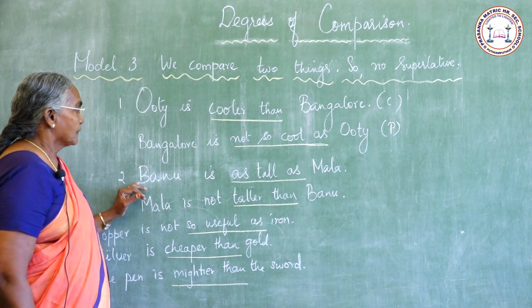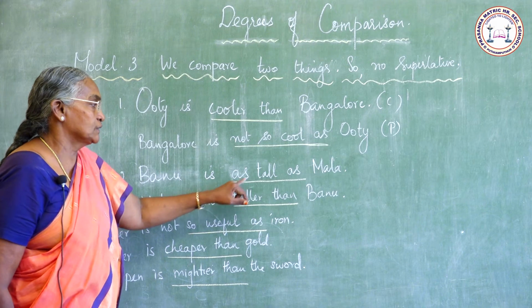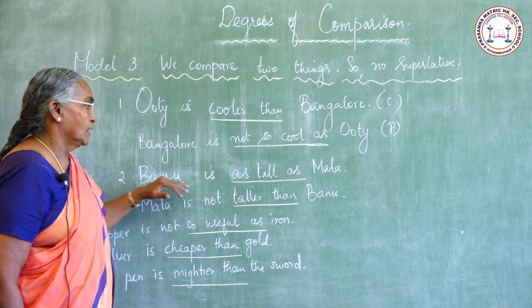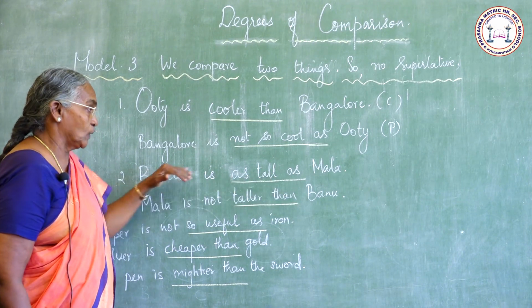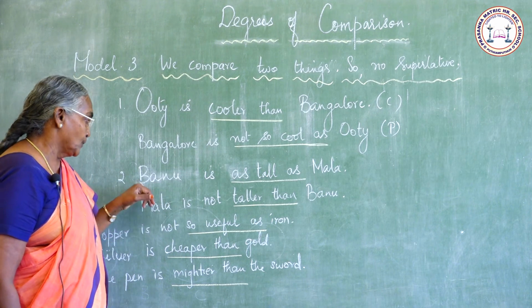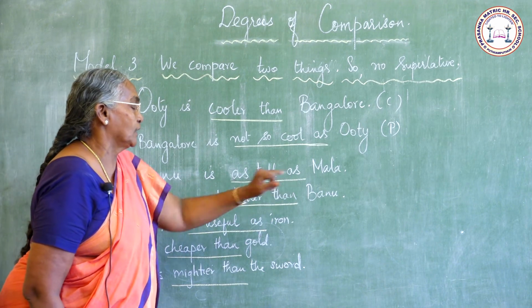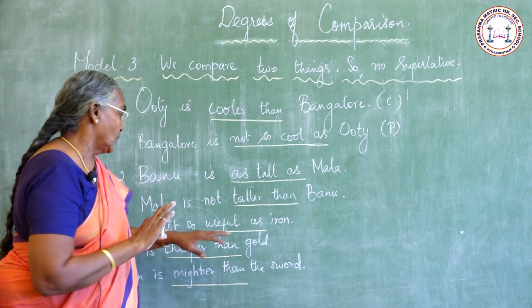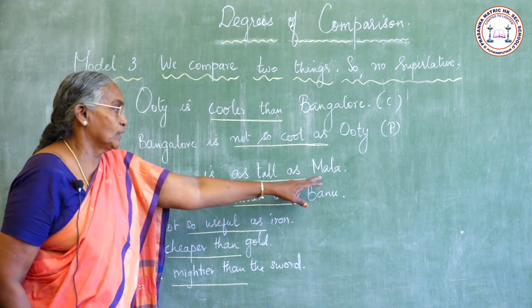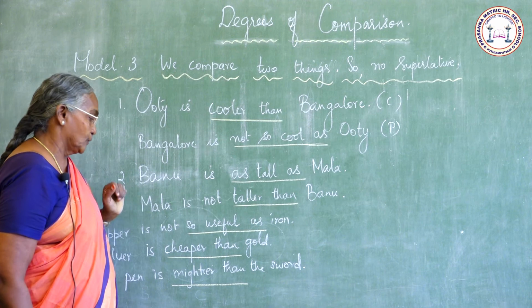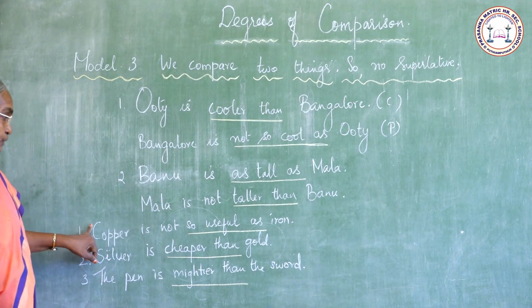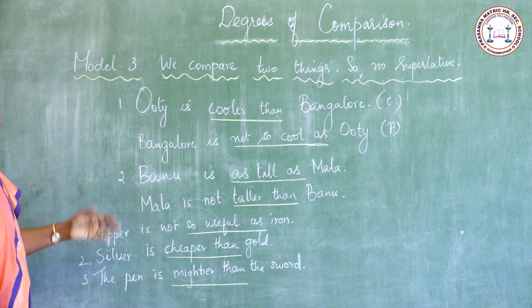Positive degree. Banu is as tall as Mala. Banu and Mala are equal in height. So Banu is as tall as Mala. Mala is not taller than Banu. Then I shall give you some sentences; change them into other degrees.